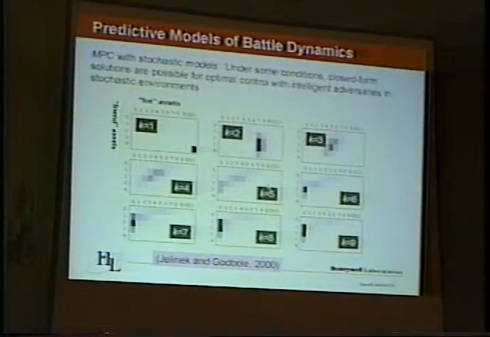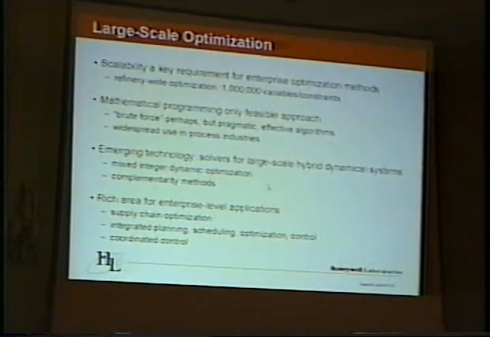And under some assumptions, you can actually come up with closed-form solutions that are essentially optimal, even taking into account intelligent adversaries in stochastic environments. Of course, this is, again, limited to some particular kinds of scenarios, and a lot more research needs to be done in this area. Next topic is large-scale optimization.